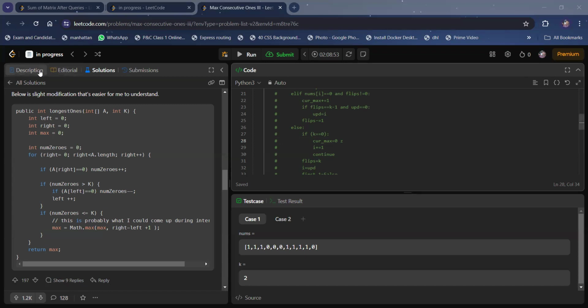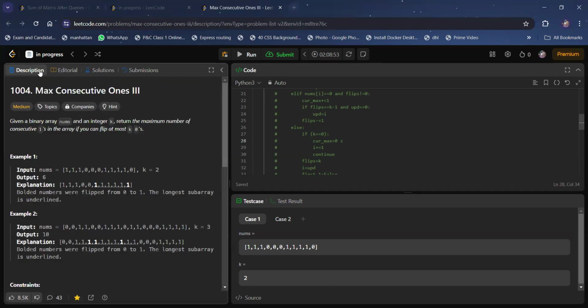Our question is a medium level question in which you are given an array that can have only two elements, one or zero. And you are given a value k. So what you have to do is you can make at maximum k number of switches. You will switch from 0 to 1. You will make just k number of flips. You can flip from 0 to 1, and you have to return the maximum consecutive ones that are possible.